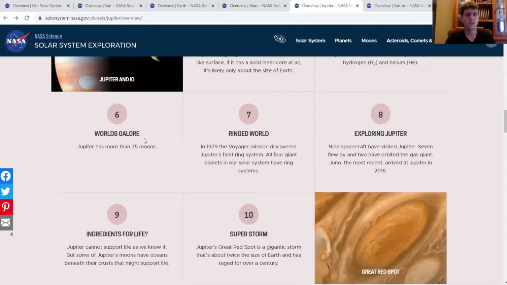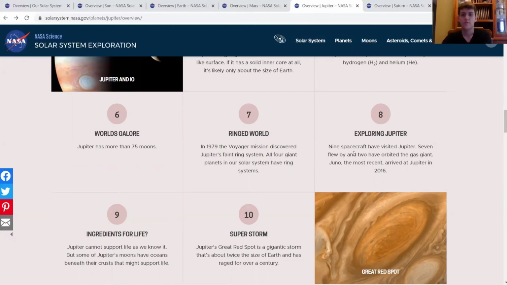So, worlds galore. Jupiter has more than 75 moons. Wow, imagine looking up in the sky and seeing 75 moons at night. That would be quite fascinating. In 1979, the Voyager mission discovered Jupiter's faint ring system. All 4 giant planets in our solar system have ring systems.